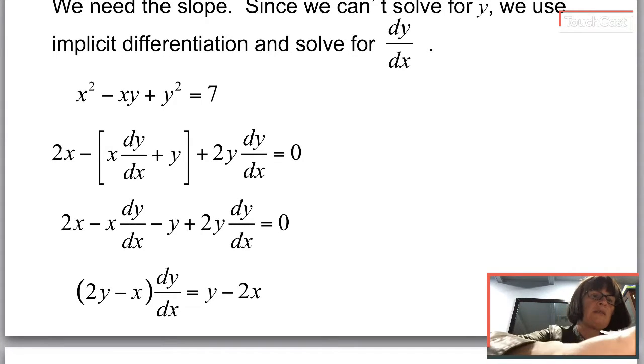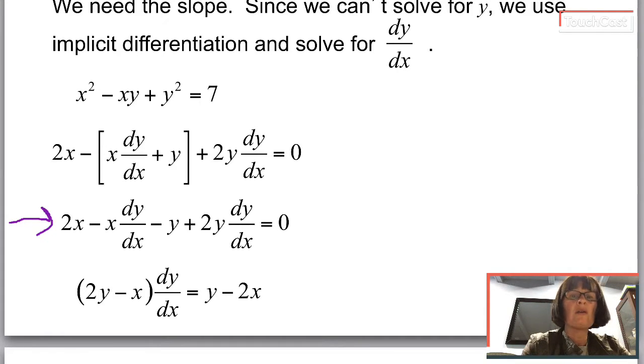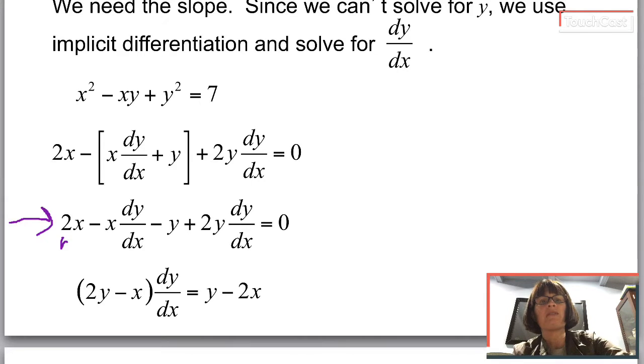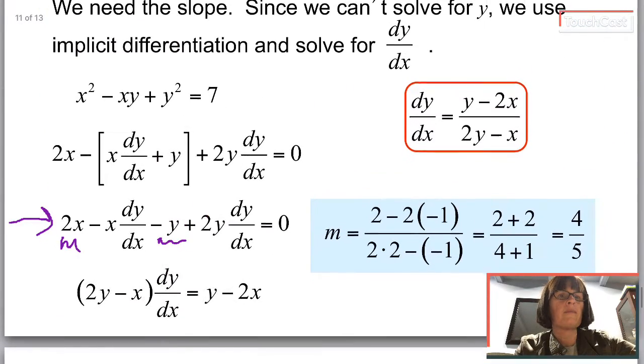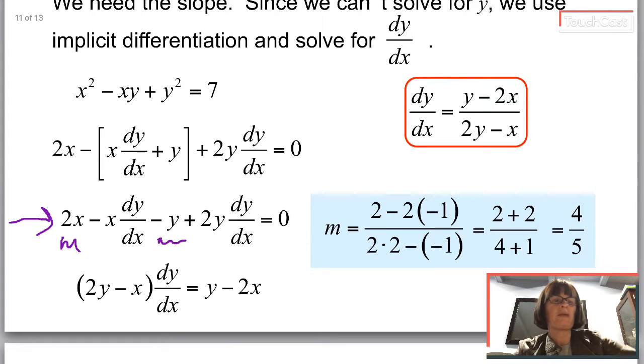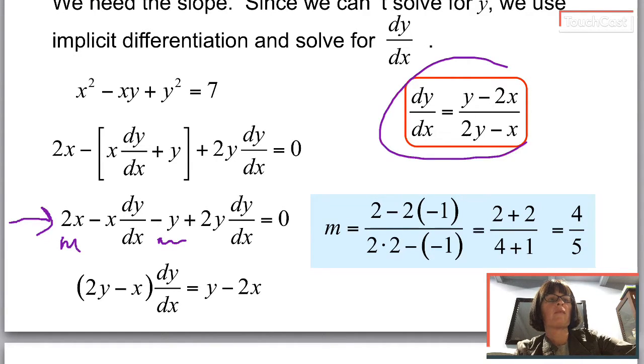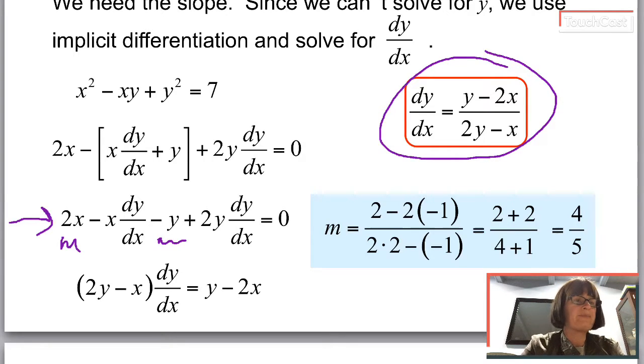Okay, so here this is distributing that subtraction. Notice afterward I don't have the brackets left anymore. So now I'm going to move to that side the 2x using subtraction. I'm going to add y to the other side. Those are the two terms that have no dy/dx. And I'm going to leave the dy/dx terms where they are. It's going to give me minus x dy/dx plus 2y dy/dx. The dy/dx gets factored out. And then I'm going to divide both sides by 2y minus x. So here's my expression for dy/dx: y minus 2x over 2y minus x.